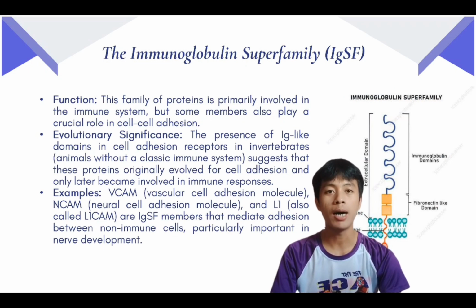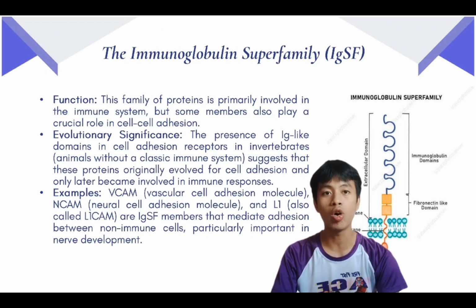So next, we have the immunoglobulin superfamily, or IgSF. This family of proteins is primarily involved in the immune system, but some members also play a crucial role in cell-to-cell adhesion. The presence of Ig-like domains in cell adhesion receptors in invertebrates, or animals without a classic immune system, suggests that these proteins originally evolved for adhesion and only later became involved in immune responses.